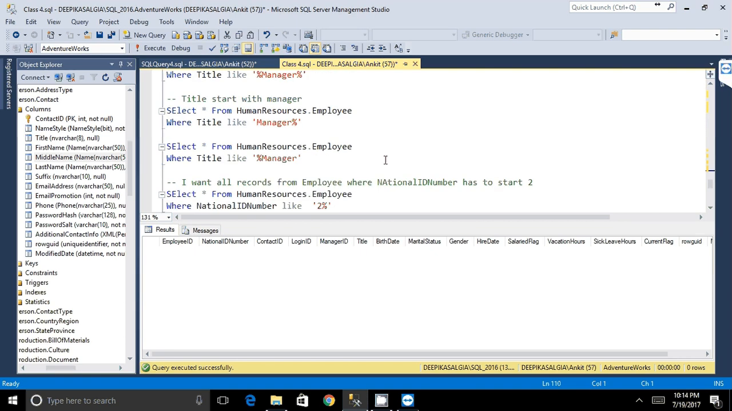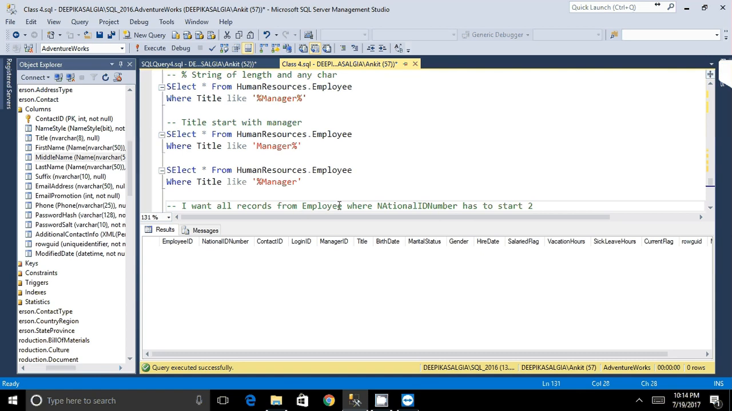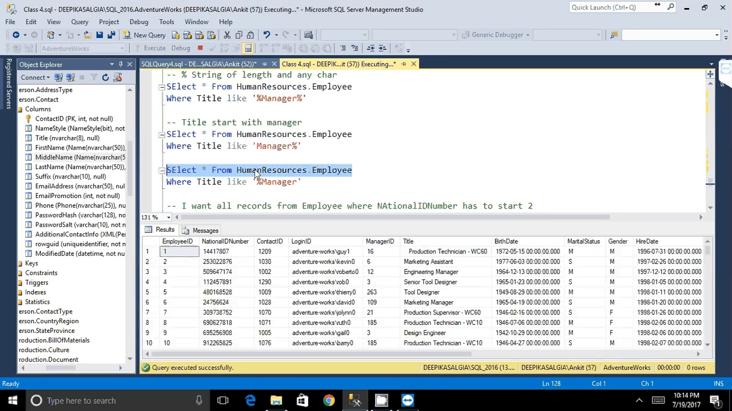Now let's say what I want to do is I want you to find all the records from employee where the national ID number has to start with 2. What would you do? What would be your query? The national ID number has to start with 2.